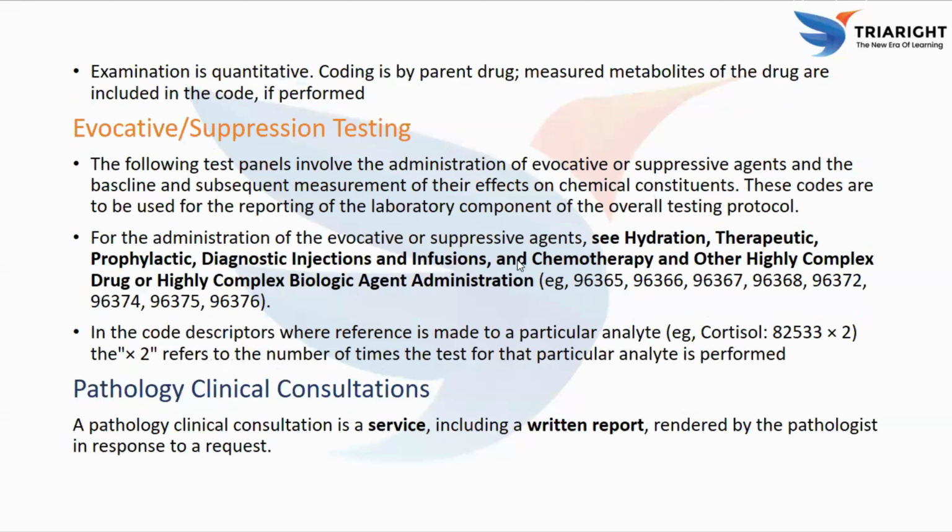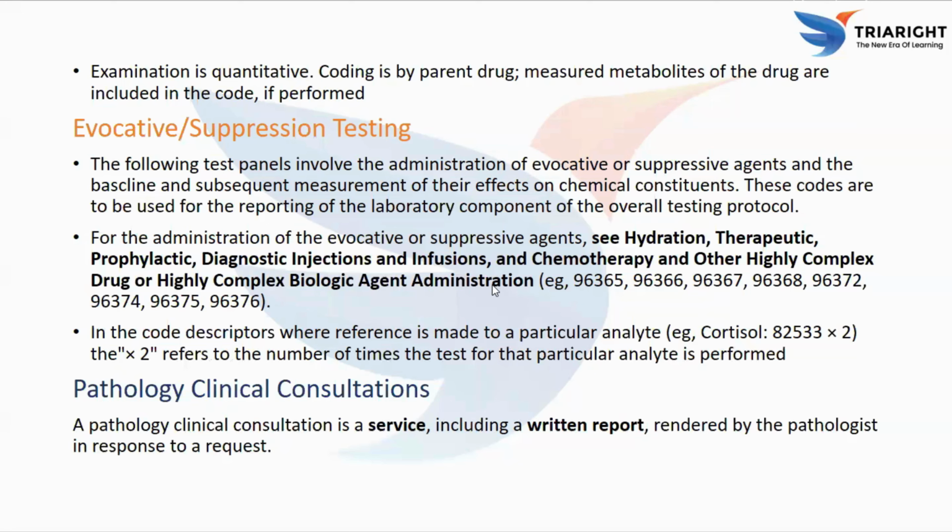The examination is quantitative, so coding is by the parent drug. Measured metabolites are included. So what does this sentence mean? Therapeutic drug testing measures the exact level of a medication in the blood to ensure safety and effectiveness. These tests are quantitative, so they give a number, a drug concentration.